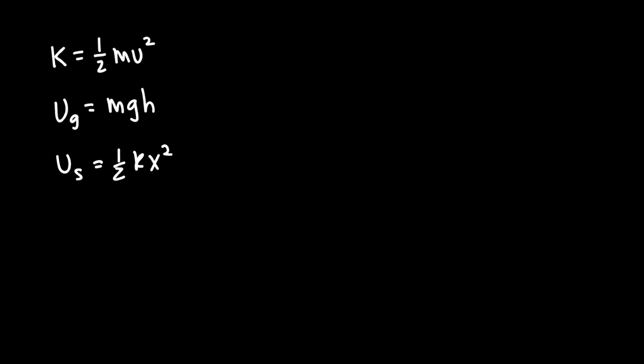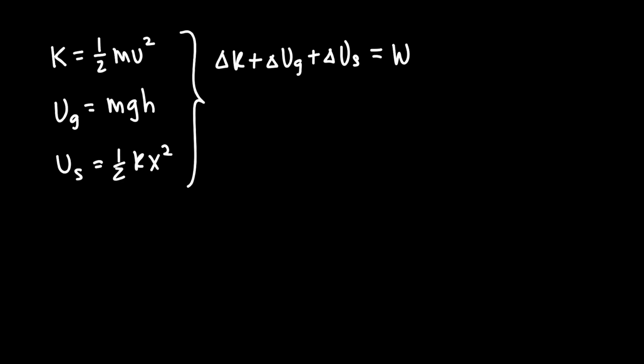Changes in any one or multiple of these forms of energy will require that work be done on the system, either to increase or decrease any one of those values. And so we could say that the change in kinetic energy plus the change in the gravitational potential energy plus the change in the elastic potential energy must be equal to any work that has been done. And so if none of those values change, then no work has been done on the system.